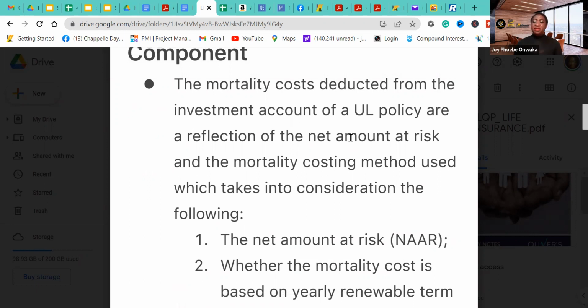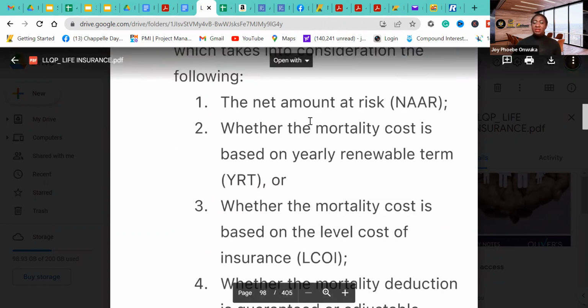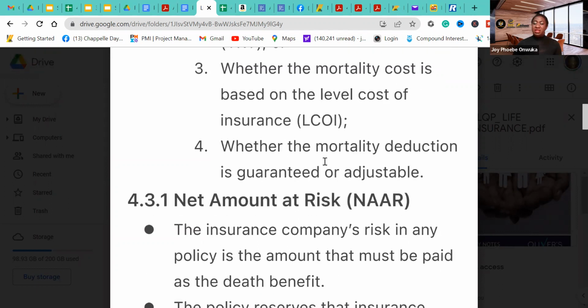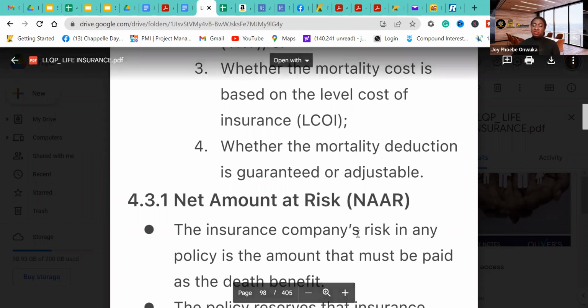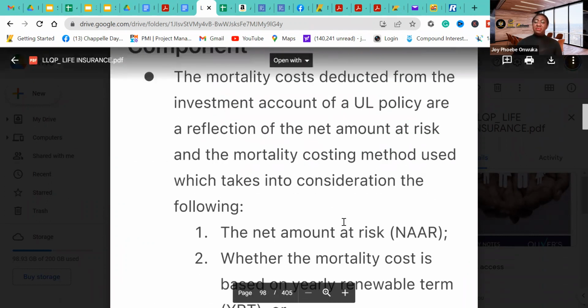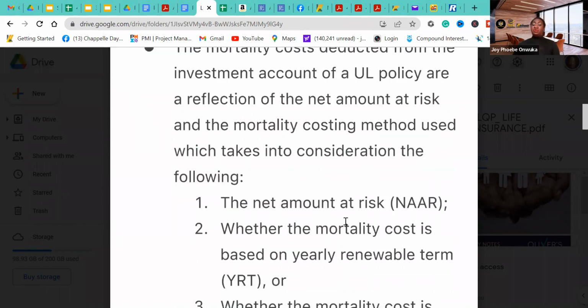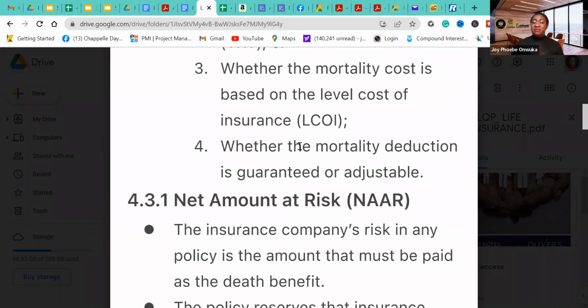Deducted from the investment account of a universal life policy are reflections of the net amount at risk and the mortality costing method used, which takes into consideration the following: the net amount at risk, NAAR, whether the mortality cost is based on yearly renewable term, or on level cost of insurance, or whether the mortality deduction is guaranteed or adjustable. So these are the different ways that the pricing of the premium is calculated. We have YRT, level cost of insurance, and guaranteed or adjustable.